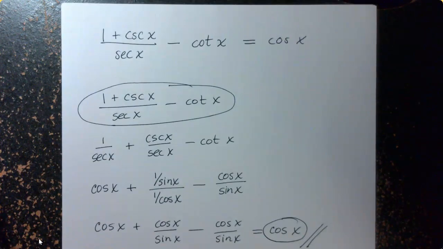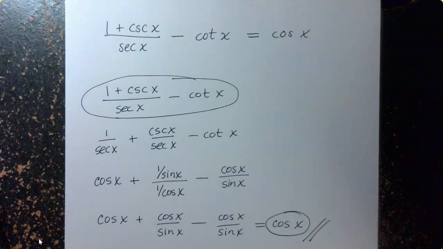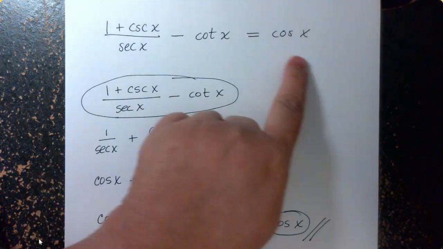Okay, I just wanted to make sure you saw the protocol there, because that's really what it is. What am I supposed to do? What steps do I take? How do I write it in order to correctly show you that this is indeed true? And that's verifying a trigonometric identity.